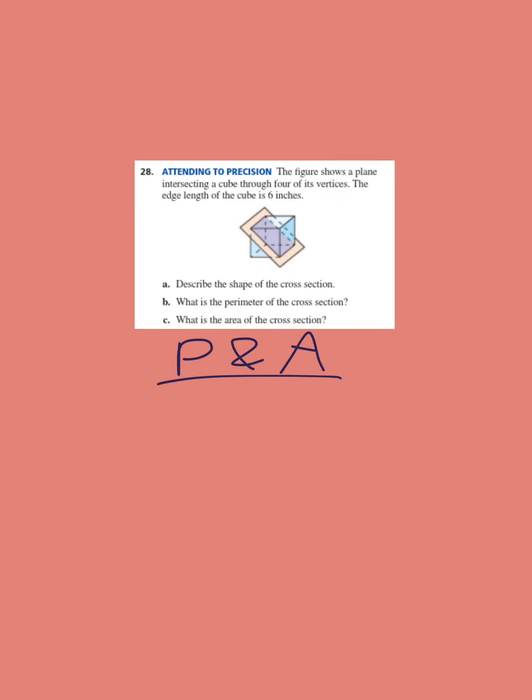Chapter 11, Lesson 4, question number 28. This problem has multiple steps and includes finding the perimeter and area of cross-sections. First, we need to take a look at the diagram and identify the shape of the cross-section. In this picture, the shaded area in purple represents the cross-section and is shaped as a rectangle. Now, to find the perimeter, we need to find the side length of the cross-section. The cross-section divides the cube into 2 congruent triangles, so we are able to use the Pythagorean theorem to find the side length.